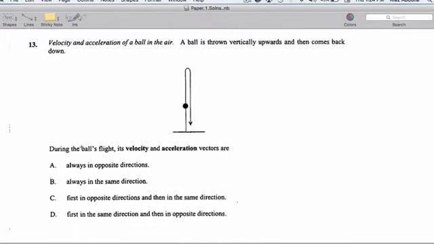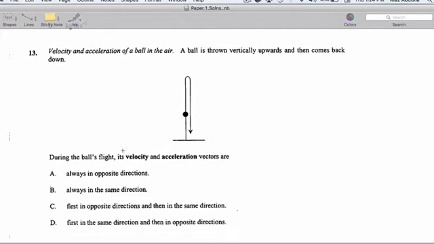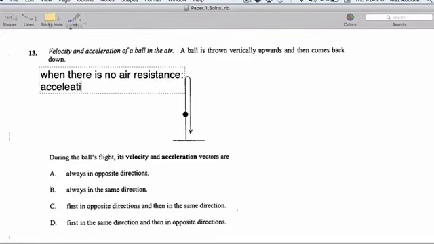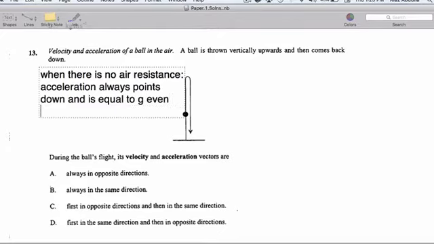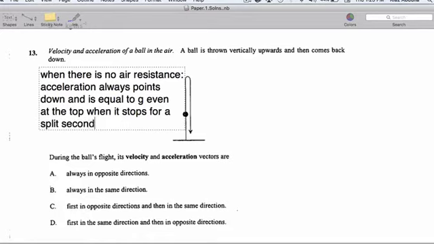Then we have a ball thrown upwards and then it comes back down. Let's be clear. I want to be super clear on this. When there is no air resistance, acceleration always points down and is equal to g, even at the top when it stops for a split second.